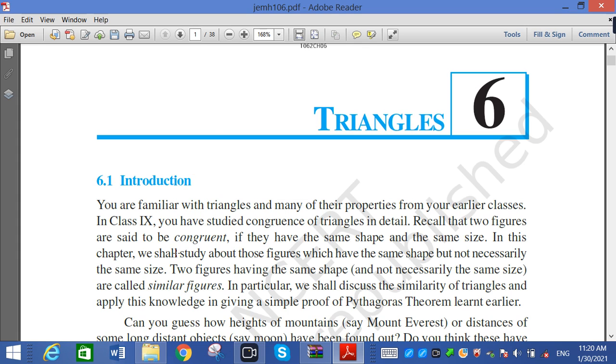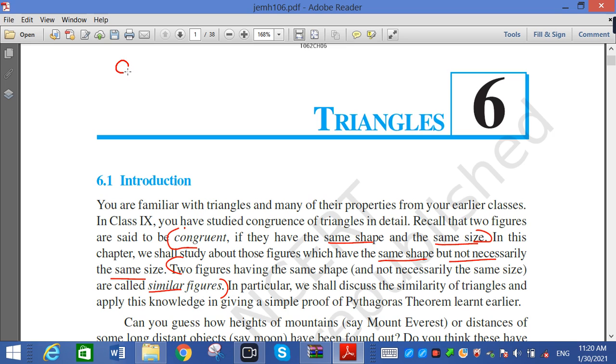Again, congruent means what and similar means what? The definition of congruence is that they have the same shape and the same size. In this chapter we shall study those figures which have the same shape but not necessarily the same size. That is called a similar figure. Two figures having the same shape, not necessarily the same size, we can say are similar.